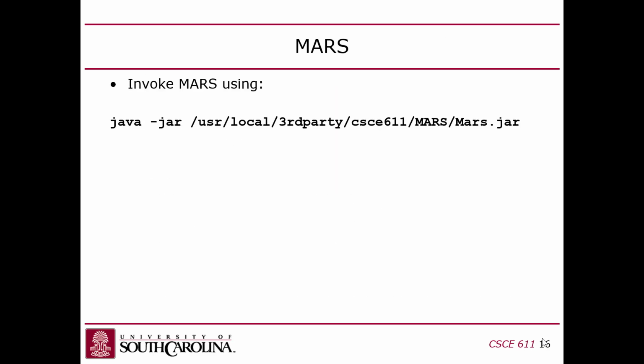We have Mars installed in the lab machines, and I'll be reviewing that today as well. You can start that up in Linux by typing java -jar and then the path to Mars, which is in /usr/local/third_party. Do you all remember Mars? You all used Mars, right? Yeah. Okay.